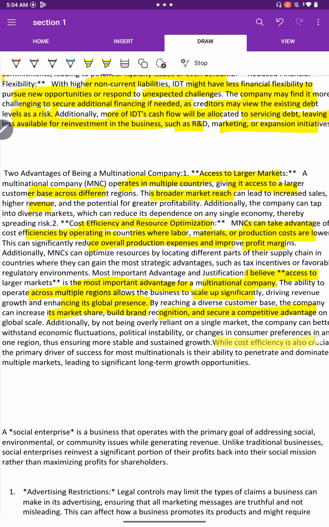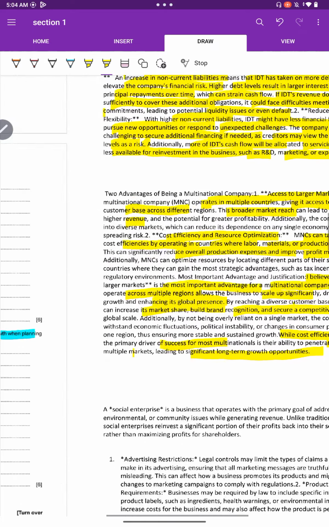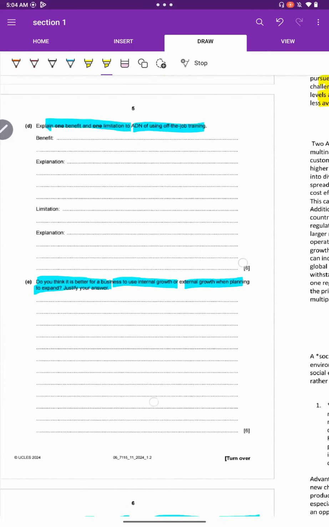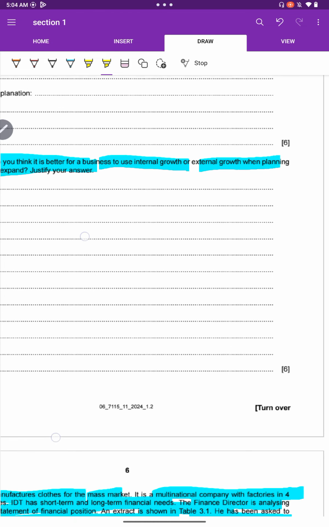While cost efficiency is also crucial, the primary driver of success for most multinationals is the ability to penetrate and dominate multiple markets, leading to significant long-term growth. So basically, I believe that both the advantages are important in their own places.